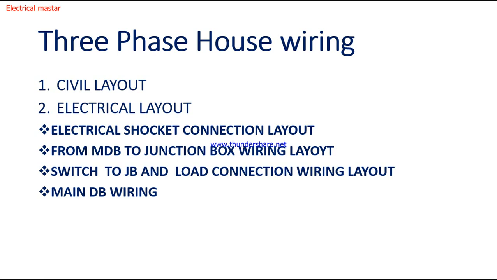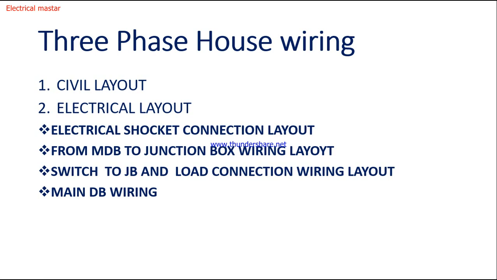For doing the house wiring, we need some document preparation before we start the process. First we need the civil layout, like the housing plan. Then second we need the electrical layout. From the civil layout we can easily prepare the electrical layout. In this electrical layout drawing, there are four things we need to make.